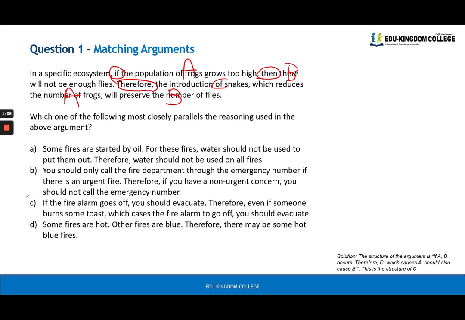That's the structure of C. If the fire alarm goes off, you should evacuate. If A happens, then you should do B. Okay, then is kind of in there, and if is here. Therefore, even if someone burns toast, even if C happens, in which case the fire alarm A will happen, you should B, evacuate. You see the structure is basically there. Have a look at this. It's just a cleaner version of what I've written. So these questions are quite easy if you realize how to solve them.